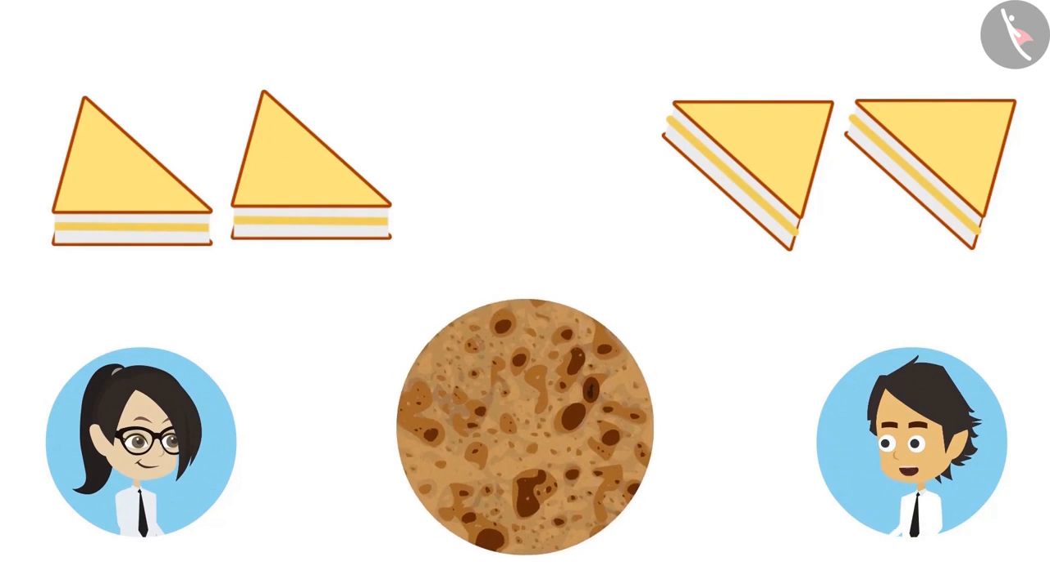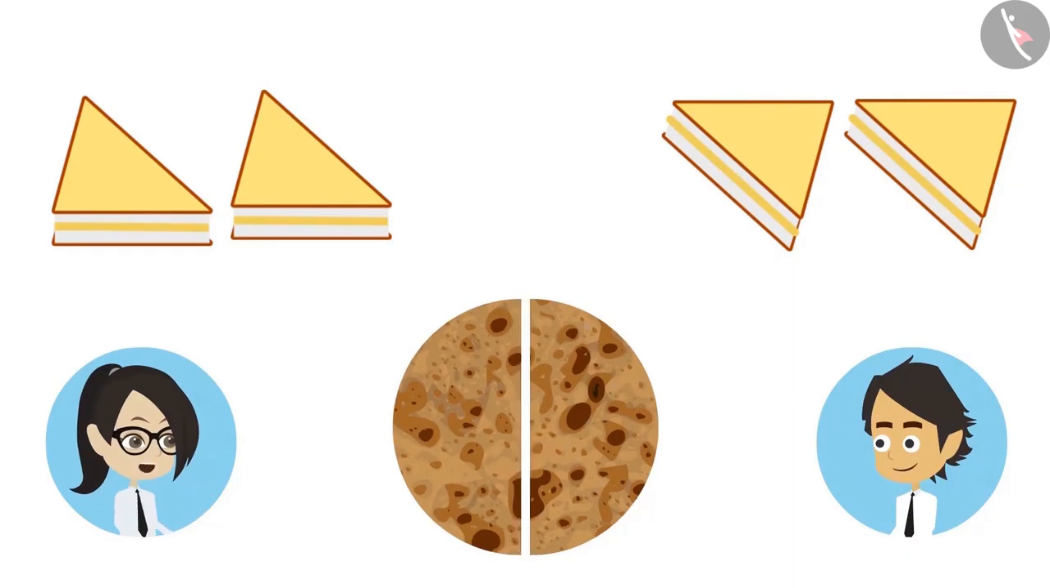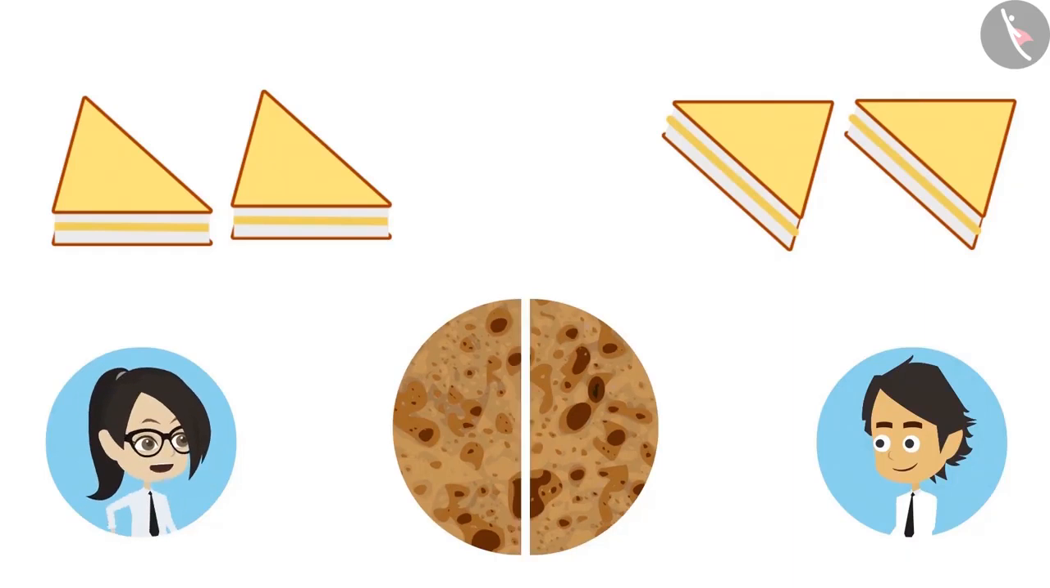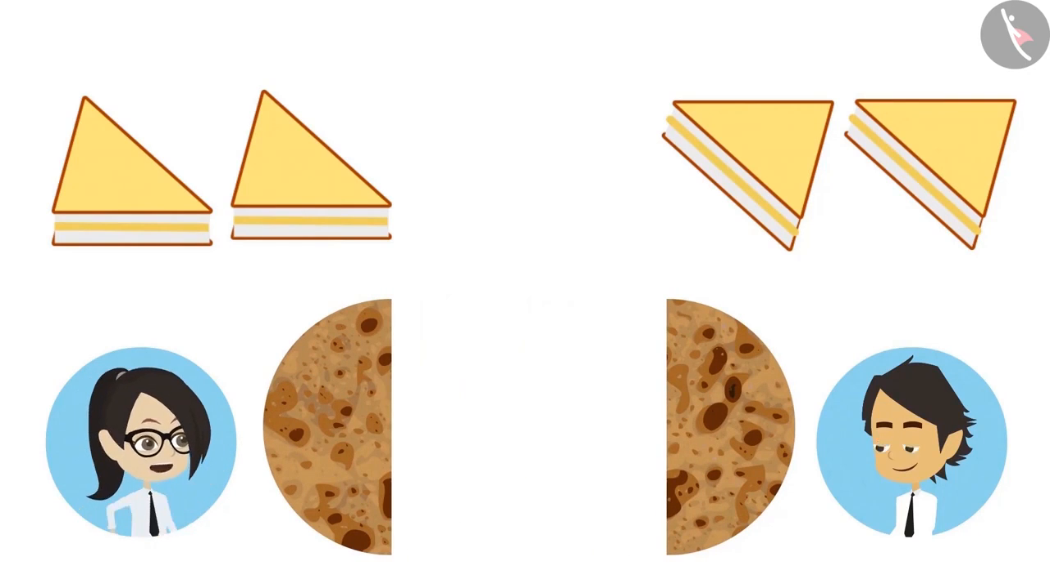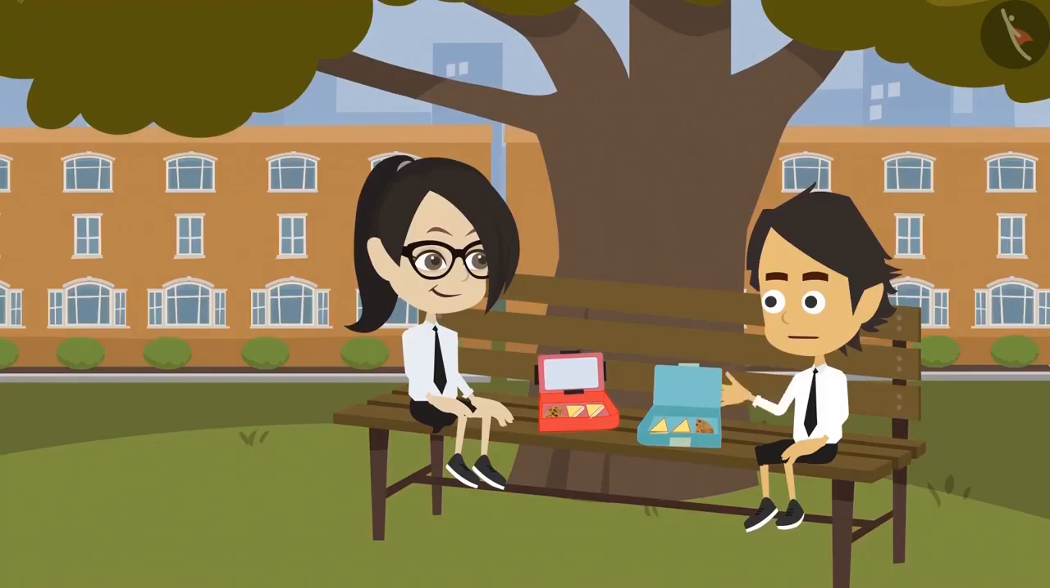But I have only one paratha. How will we divide it into two halves? This is very easy. We will cut it from the middle. Now look, we made 2 equal halves of one paratha. Now you eat one part and I will eat one part. This means objects can be counted and divided to make a half.